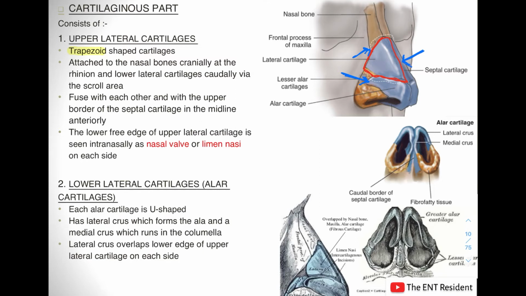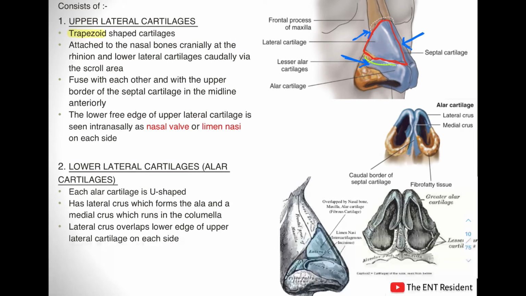And last of all, the lower free edge of the upper lateral cartilage. If you see the lower free edge of the upper lateral cartilage, it itself is seen intranasally. Intranasally meaning if you see from within the nose, from the internal side of the nose, this particular region forms an important landmark known as the nasal valve, or also called the limen nasi. So this region is forming the nasal valve, the lower free edge of the upper lateral cartilage.